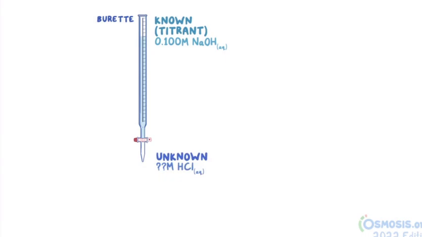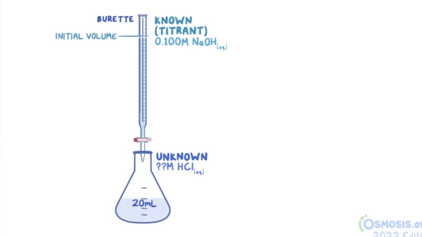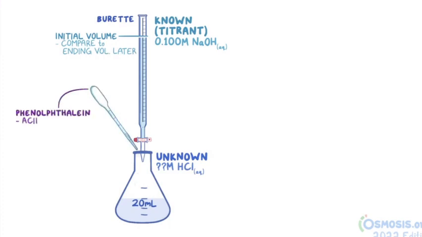Before we start doing this, we need to carefully record the initial volume of the solution in our burette. The numerical value of the initial volume doesn't matter. It just matters that we know the exact starting point so that we can compare it to our ending volume later. We also need to add into the hydrochloric acid solution a few drops of phenolphthalein, which is an acid-base indicator. Phenolphthalein is colorless when it's in an acidic environment, but in a basic environment, the indicator will turn the solution pink.